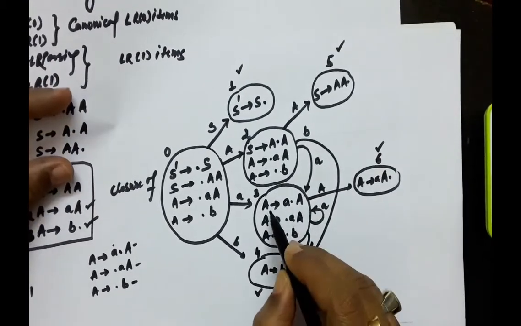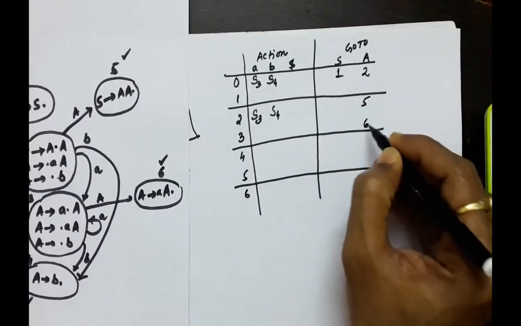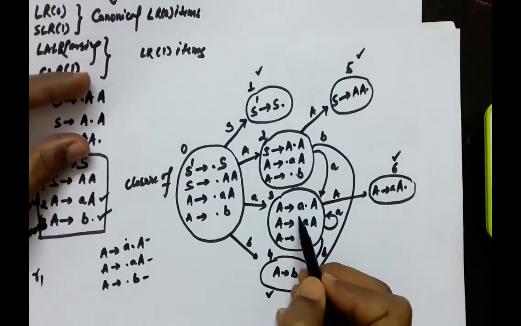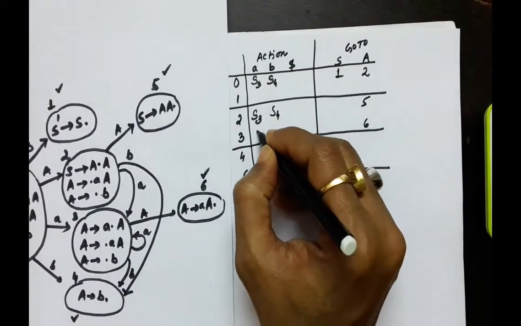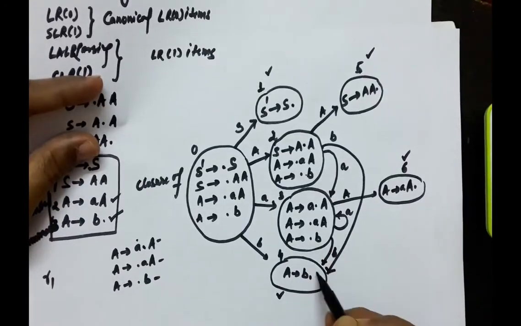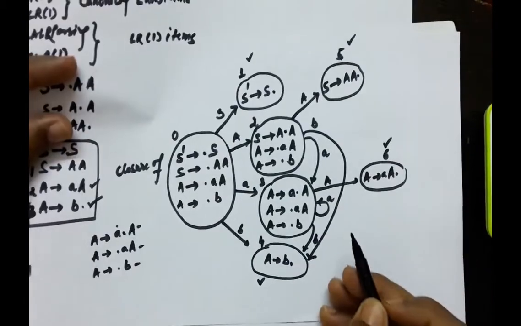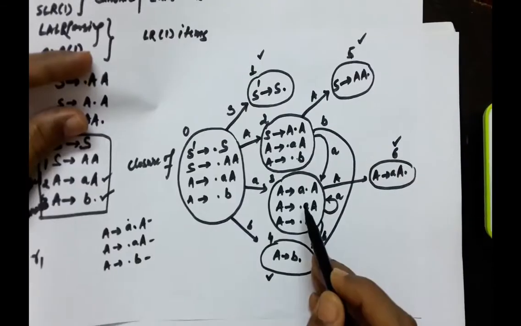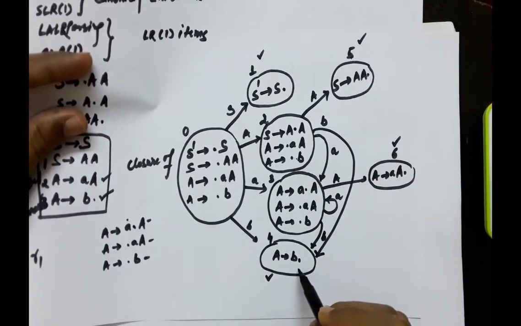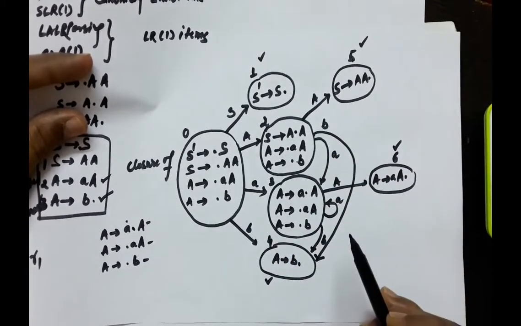Let's take 3. From 3 with capital A, we are going to 6. From 3 with small a, we are remaining in state number 3 itself, so we'll be writing shift 3. From 3 with small b, we are going to 4, so we will be writing shift 4 here. And then all the transitions from state number 3 are over. From 4 there is no transition. From 5 there is no transition. From 6 there is no transition.